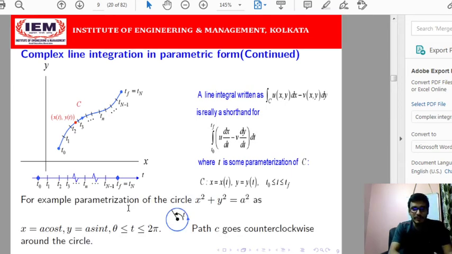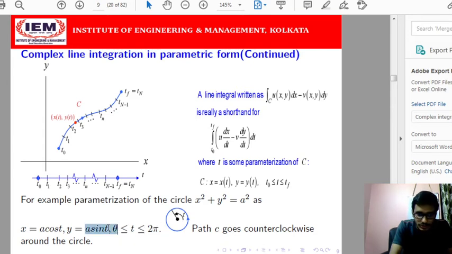So for example, if I want to consider the line integration along the curve, that is nothing but the circle x square plus y square equals a square. So what I can consider here, if I consider the parameter, I know that x will be a cos theta, y will be a sin theta, and t will be considered from, t means nothing but the angle actually. t will be considered from 0 to 2 pi.